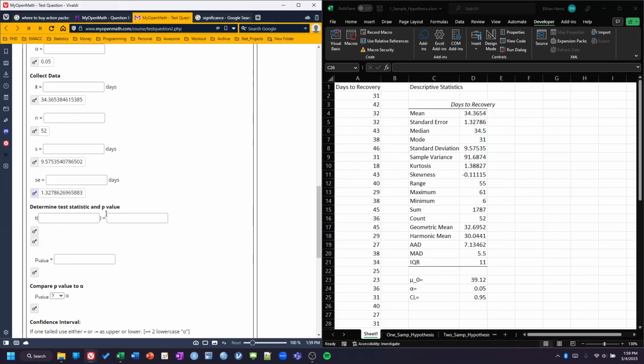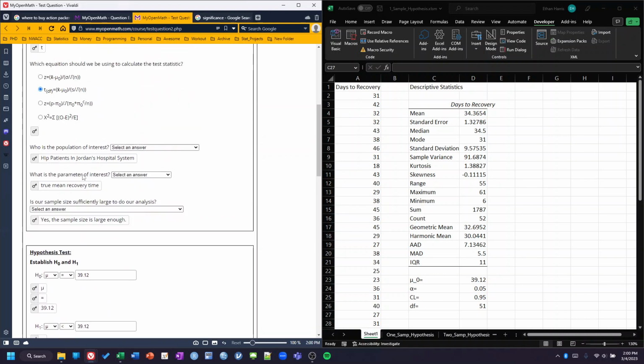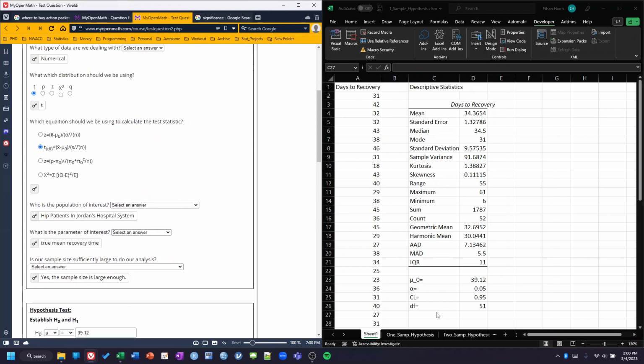So our test statistic here is asking us for two numbers. Because we're doing a t, we need to know what our degrees of freedom are. And the degrees of freedom for a one sample hypothesis test are quite simple. It's just equal to the sample size, 52, minus 1. And so I have 51. And now I need to actually calculate out this t-value, and to do that, I need to use this equation that I just selected up here.